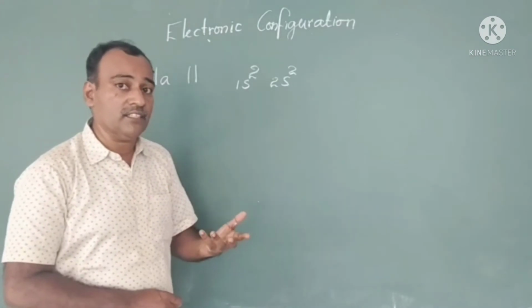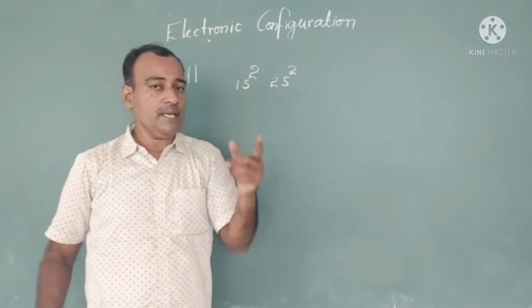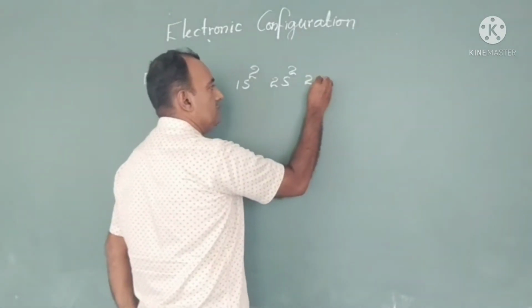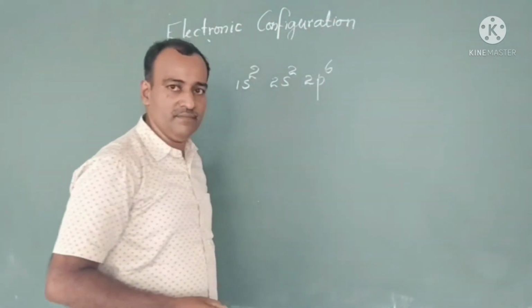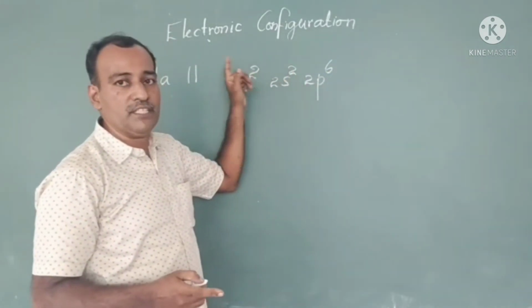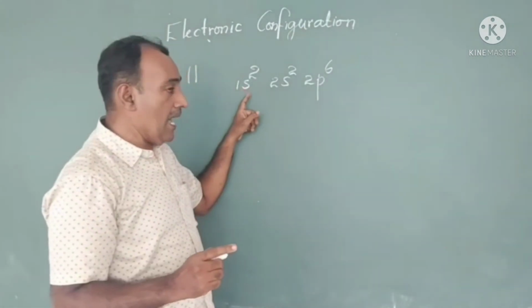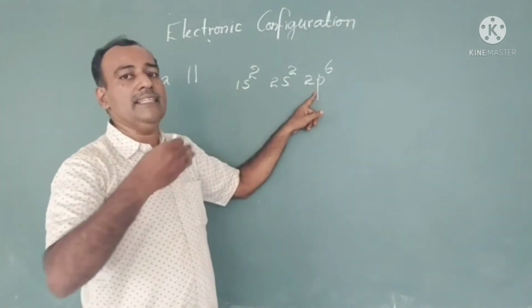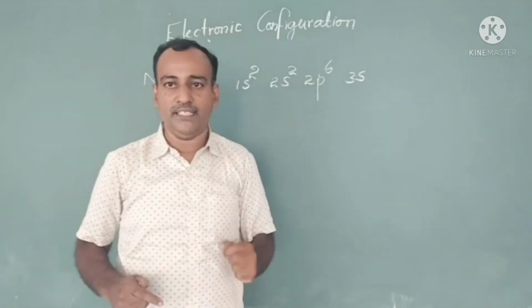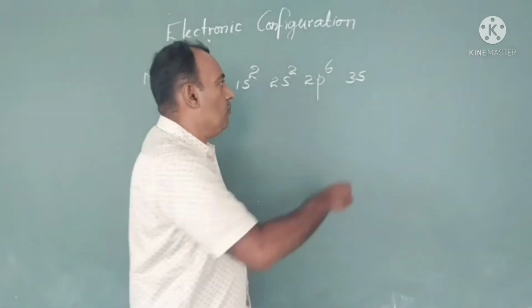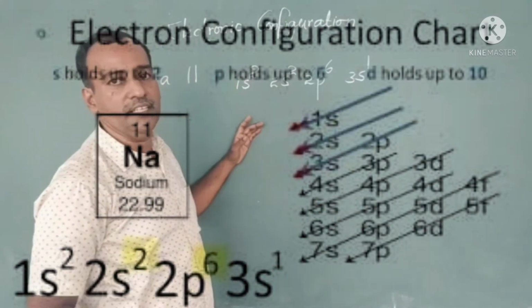Where will the 7 more electrons go? We studied that the second energy level has 2 subshells, S and P, that is the 2p orbital. The p subshell can accommodate a maximum of 6 electrons. Now how many electrons are over? 6 plus 2, 8, plus 2, 10 electrons over. Remaining only 1 electron. After completing the 2p orbital, the next is the 3s orbital. 3s can accommodate a maximum of 2 electrons, but we have only 1 electron. So this is the electronic configuration of sodium.